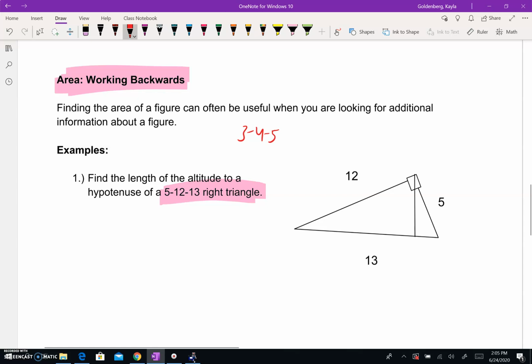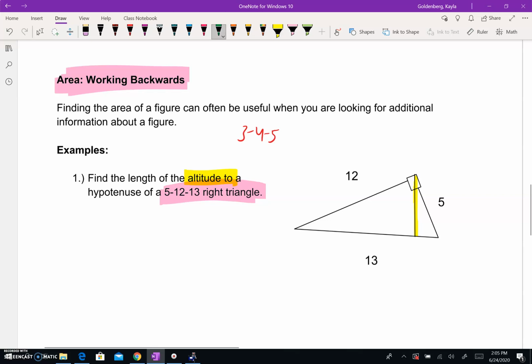So find the length of the altitude. So we're looking for this guy here. So the hard thing is how to do that. And what we like to do with area, working backwards, is to find the area.